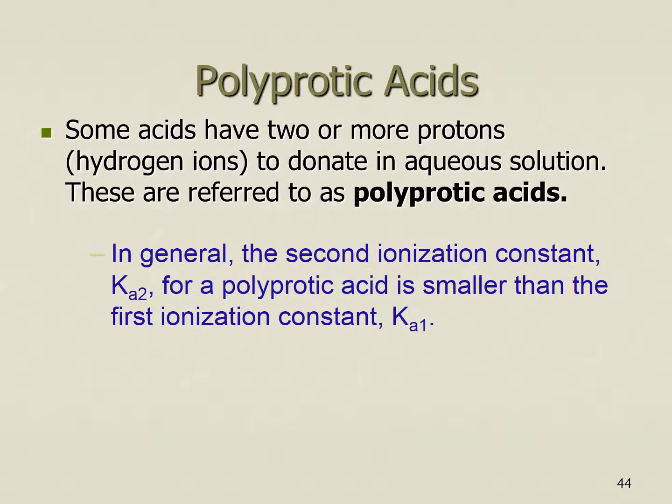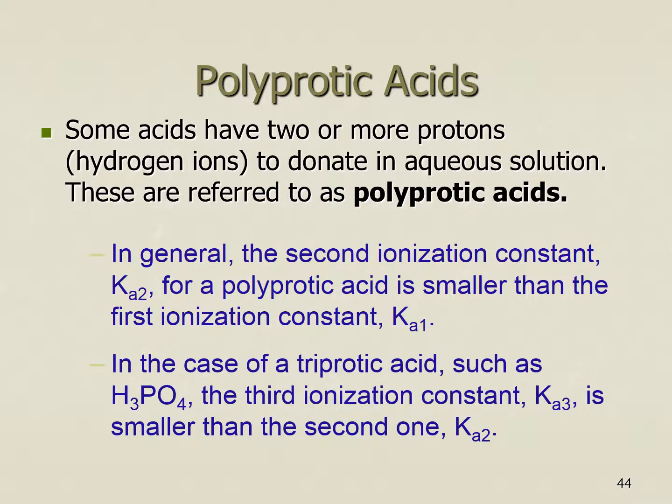In general, the second ionization constant will be smaller than the first ionization constant. If there's three of them, then there will be three Ka values. And for H3PO4, we noted earlier that the first Ka is the largest, the second Ka is smaller, and then the third Ka is even smaller.